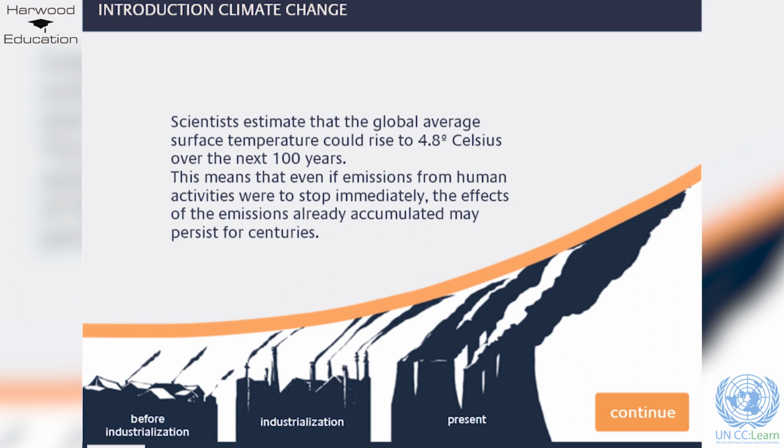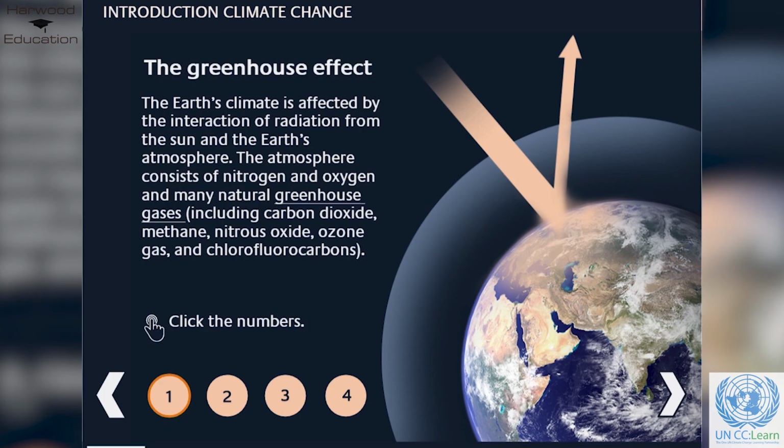Scientists estimate that the global average surface temperature could rise to 4.8 degrees Celsius over the next 100 years. This means that even if emissions from human activities were to stop immediately, the effects of the emissions already accumulated may persist for centuries. The greenhouse effect.